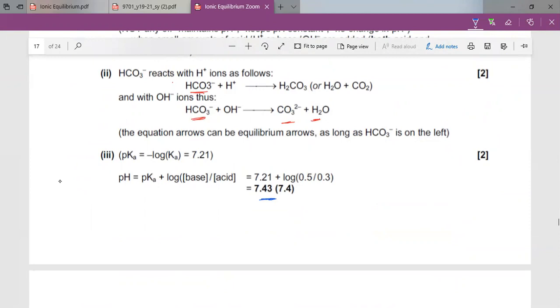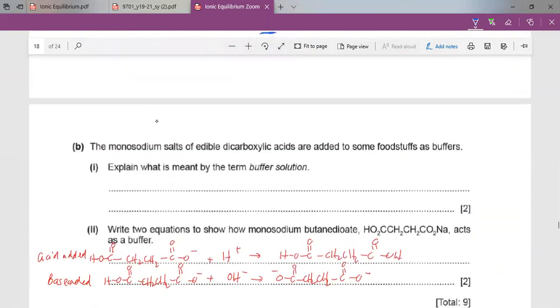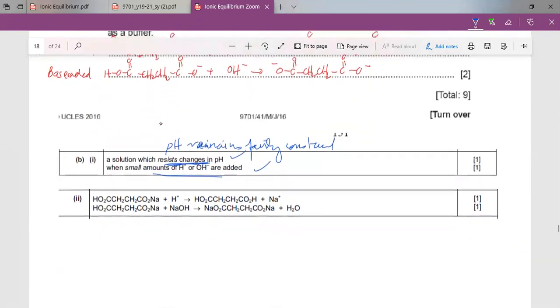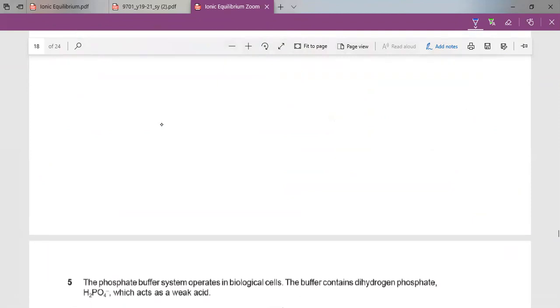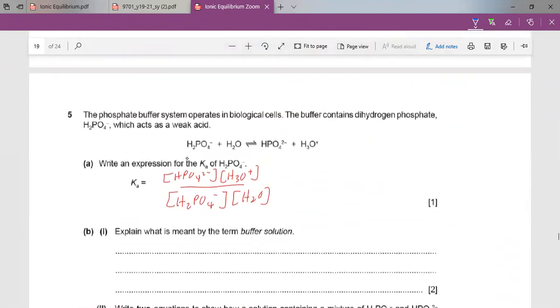No theory, you die, I tell you. Okay, next one is page 7, page 9, the last one here.